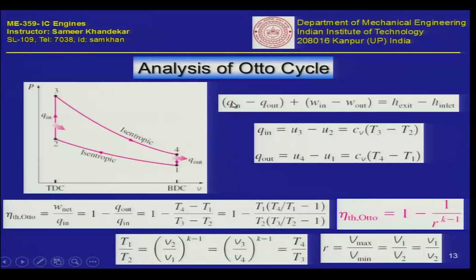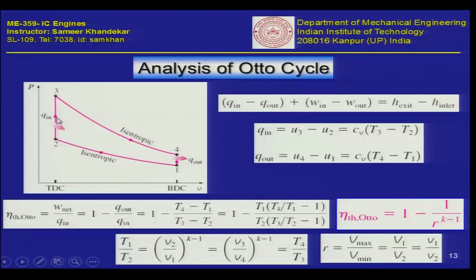So now if you can quantify how much is the Q in and how much is the Q out, we will be able to get the efficiency of the system. So let us see the Q in. Now Q in essentially is heat addition at constant volume. That means given a volume, you are fixing the volume and adding heat.